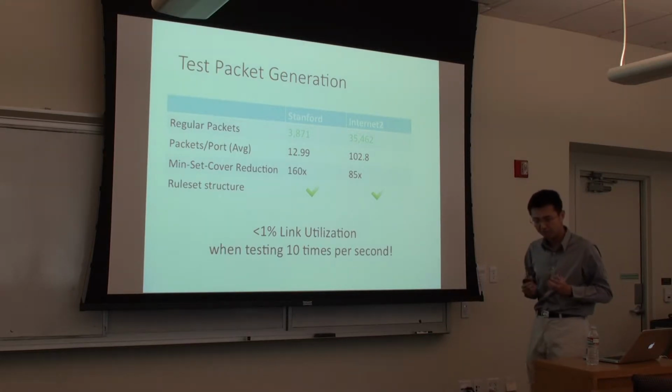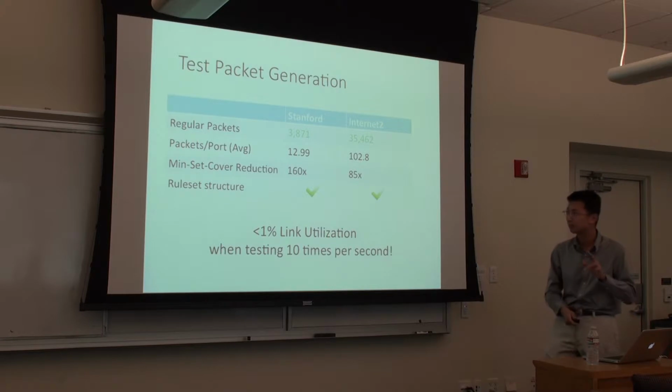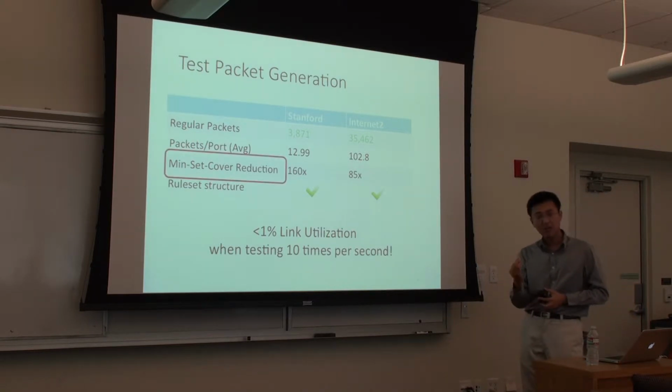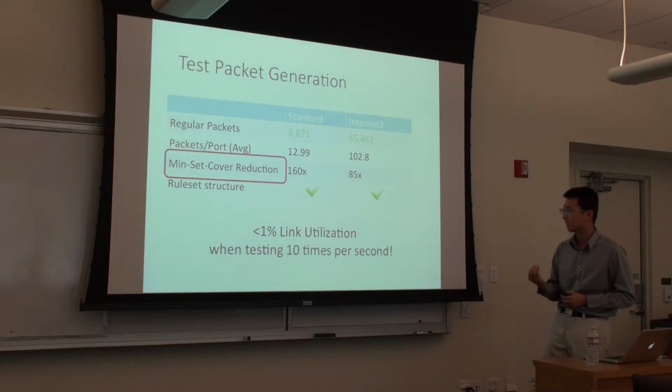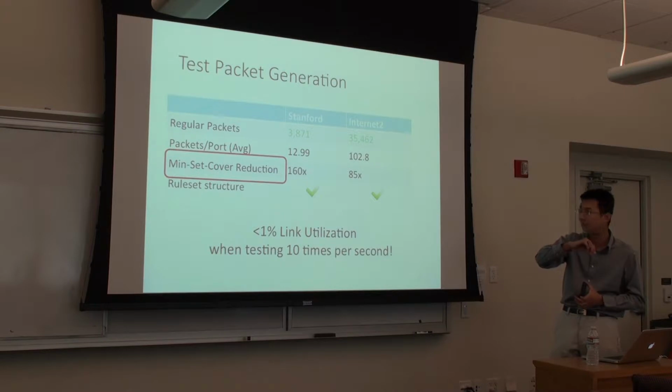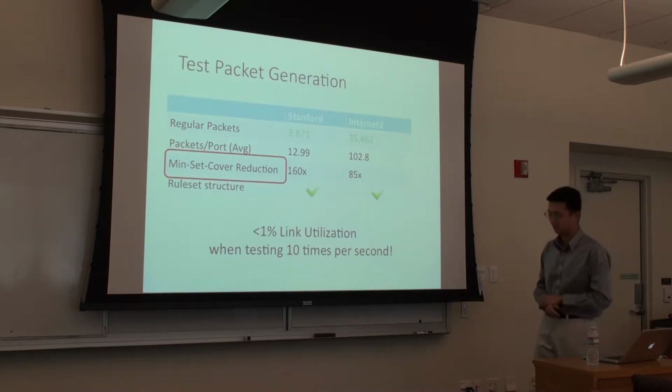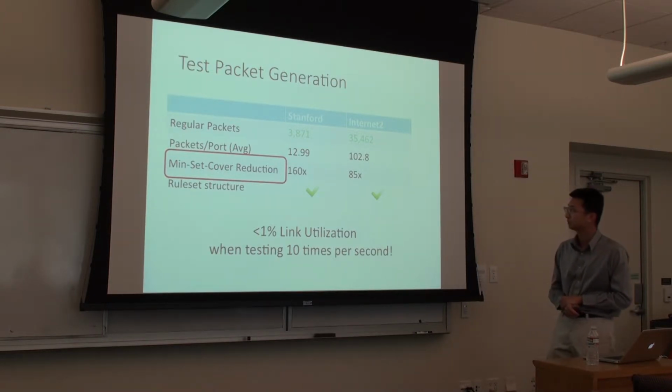So why do we need so few test packets? There are two main reasons. First, the min-set cover algorithm reduced the number of test packets a lot. We've seen 160x reduction in the Stanford network compared with the original all-pair reachability table. And we've seen 85x reduction in Internet 2.